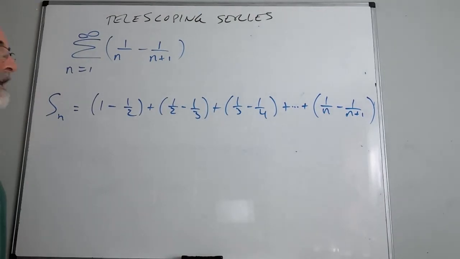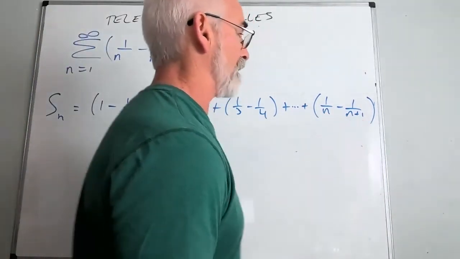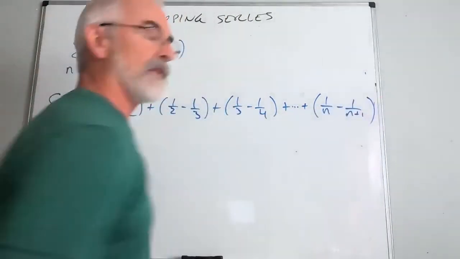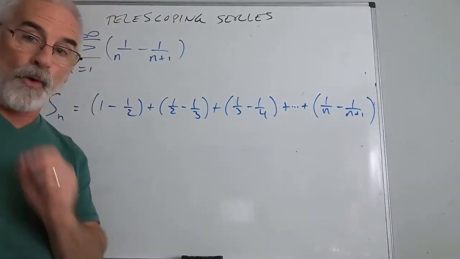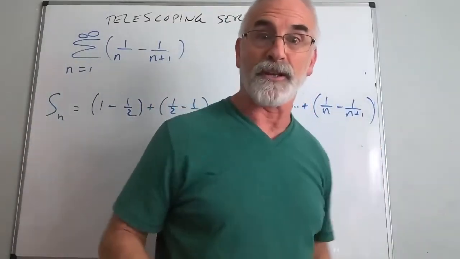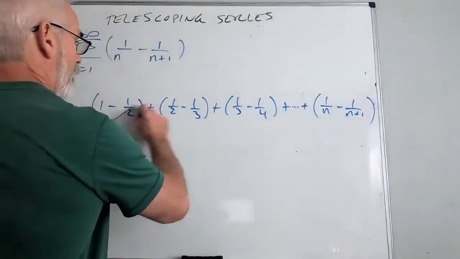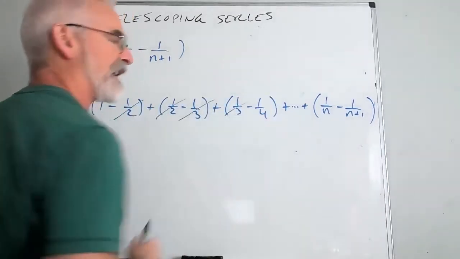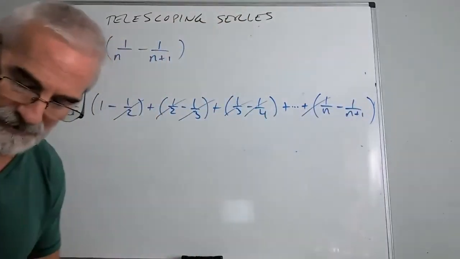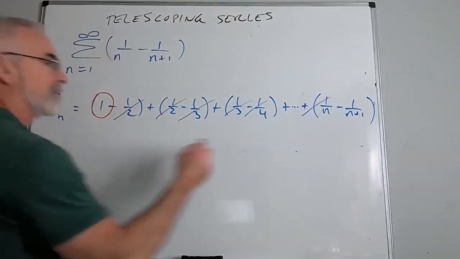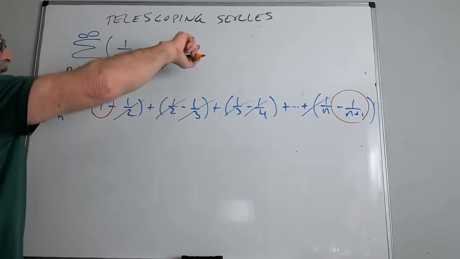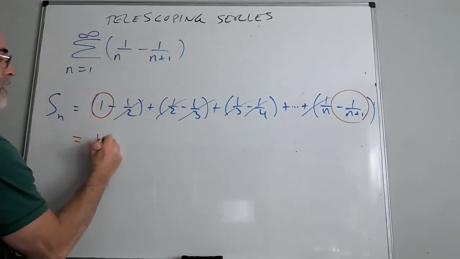So if n was a 10, then the last term would be 1/10 minus 1/11. If n is 3, then that's the last term. This is the sum of the first n terms. You always start by finding the partial sum, because otherwise this goes forever, and what are you going to write next? So what do I know? All the adjacent terms cancel forever and ever and ever, leaving me exactly this and this.